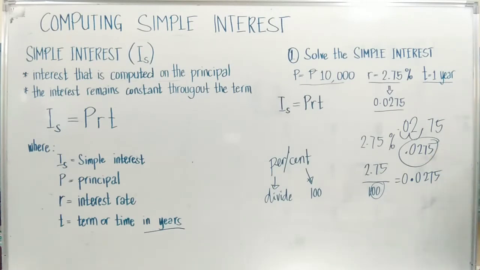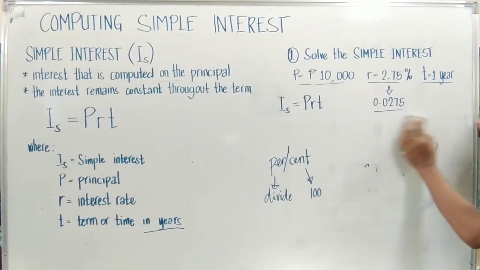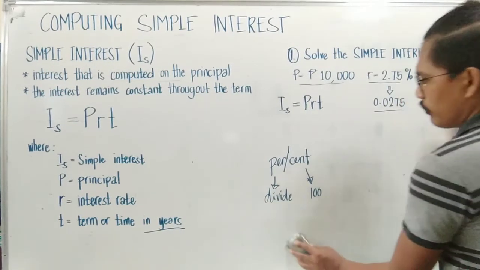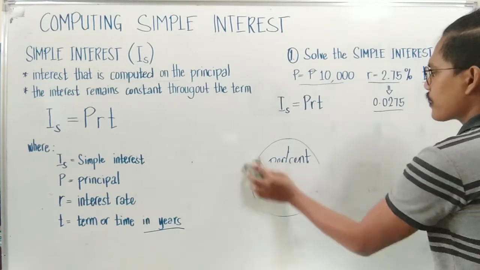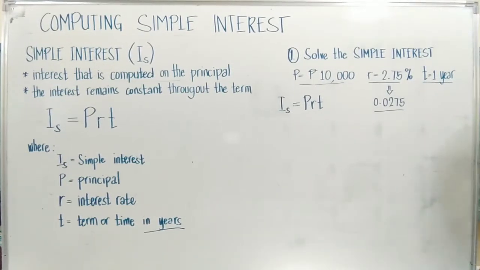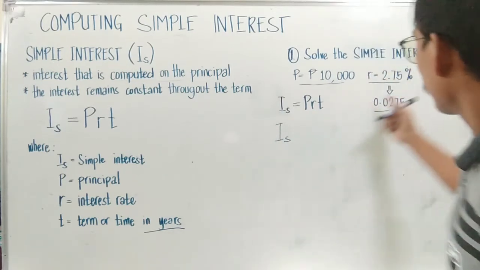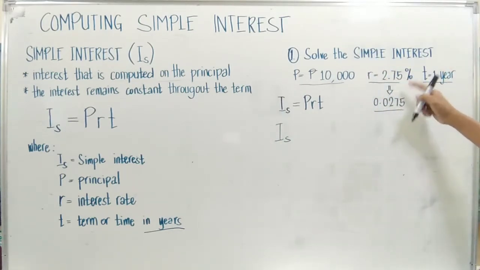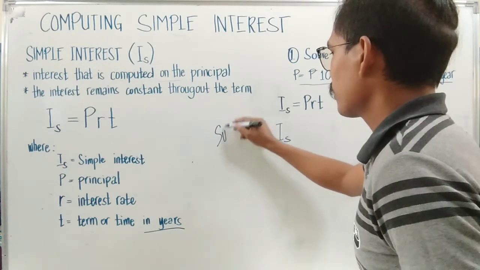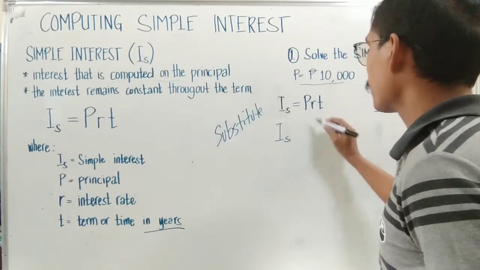That is 275 ten-thousandths. So tens, hundreds, thousands, ten thousands: 275 ten thousandths. Or to read it as 0.0275 is okay. So I guess you have learned something from this term percent. Let us now focus on computing your I sub s, or your simple interest. The first step again is to convert your rate, which is in percentage form, into decimal form and substitute to your formula or equation.